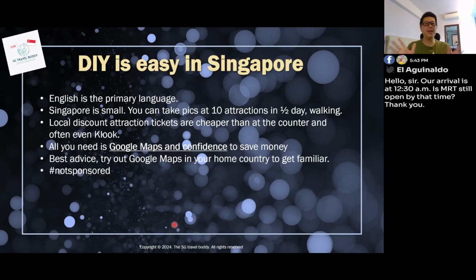Right, so really there are only 2 things that you need to make a successful DIY holiday. Whether you're traveling alone, in a group, as a family, in a larger family group, it doesn't matter. There are only 2 things you need. Number 1 is Google Maps and confidence. Okay, Google Maps and confidence, right?